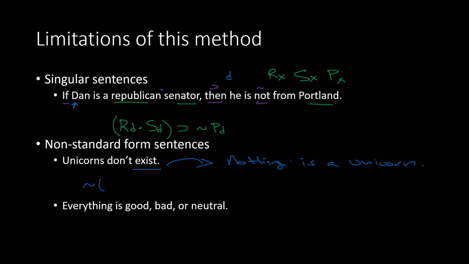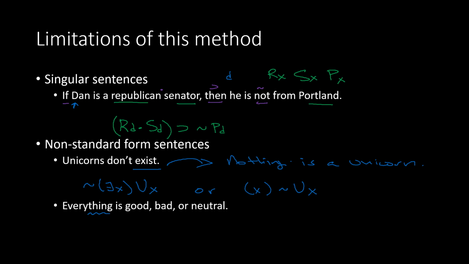Either it's not true that there is at least one thing that is a unicorn, or everything is not a unicorn. And for more on the equivalence between this left-hand sentence and the right-hand sentence, see the handout on De Morgan's for predicate logic. And this last sentence is also a type of sentence that just doesn't fit any of the standard form sentences. And it's because thingness also isn't a predicate.